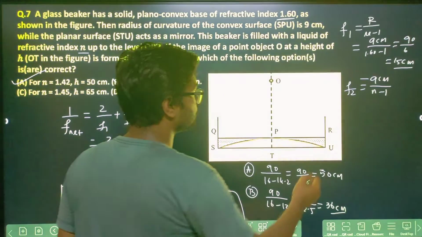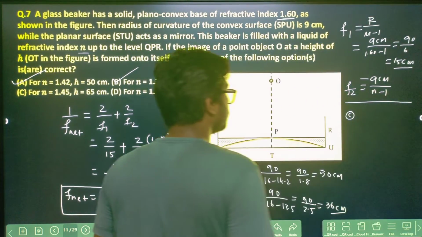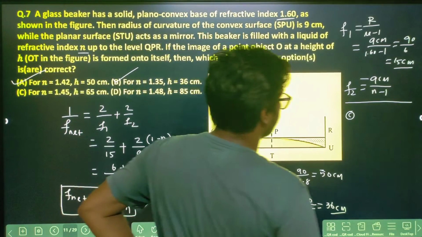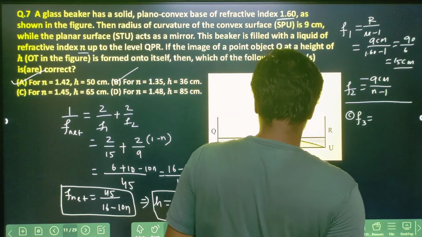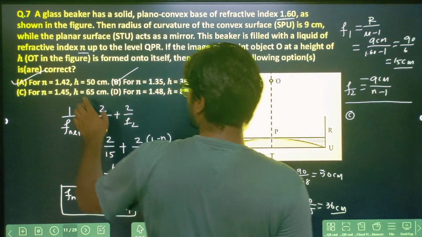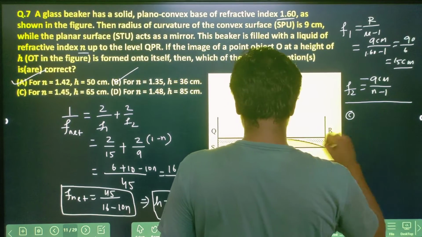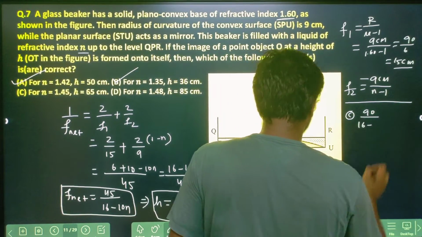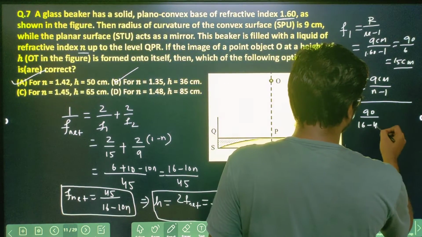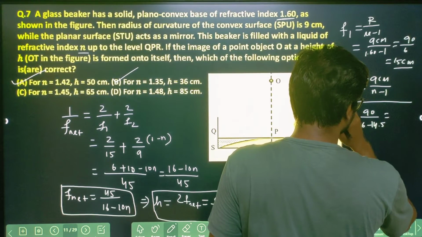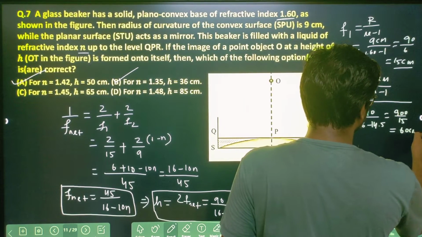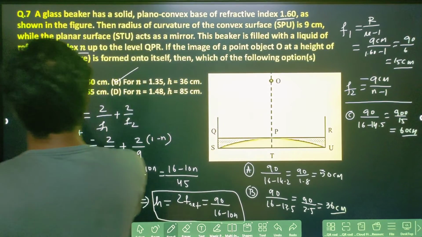Now check for C. For C, n equal to 1.45, h equal to 65. I want to find it from this formula, right? h equal to 90 divided by 16 minus 10 into 1.45, so 14.5. So 16 minus 14.5 means it will be your 1.5. So 900 divided by 15. This is coming as 60 centimeter, right? And 65 they have given, so it's not correct.